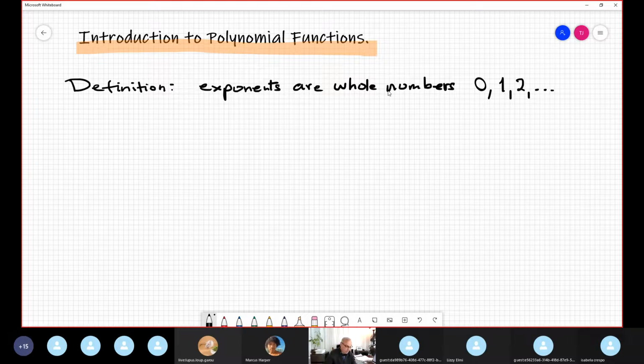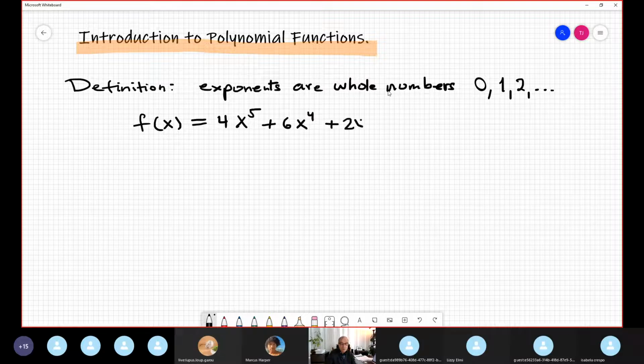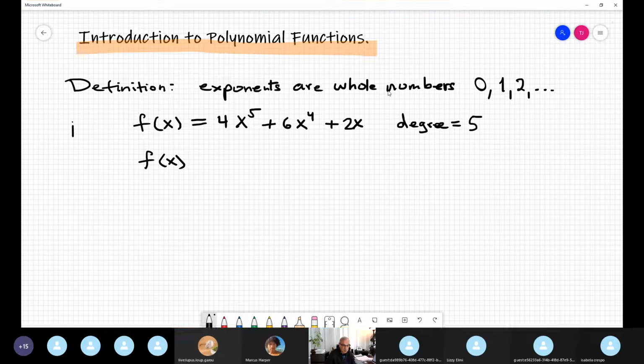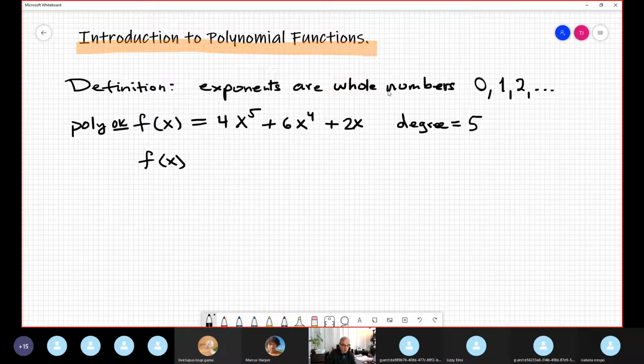Okay, the example for the polynomial, suppose f of x equals 4x to the 5th power plus 6x to the 4th power plus 2x. These are the exponents 5, 4, and 1 here. Okay, the 1, you know, is invisible. This is a polynomial, of course. By the way, it has degree 5, because degree is by definition the highest exponent. Okay, suppose an example that is not a polynomial. This one is okay. Okay, this one is not okay.